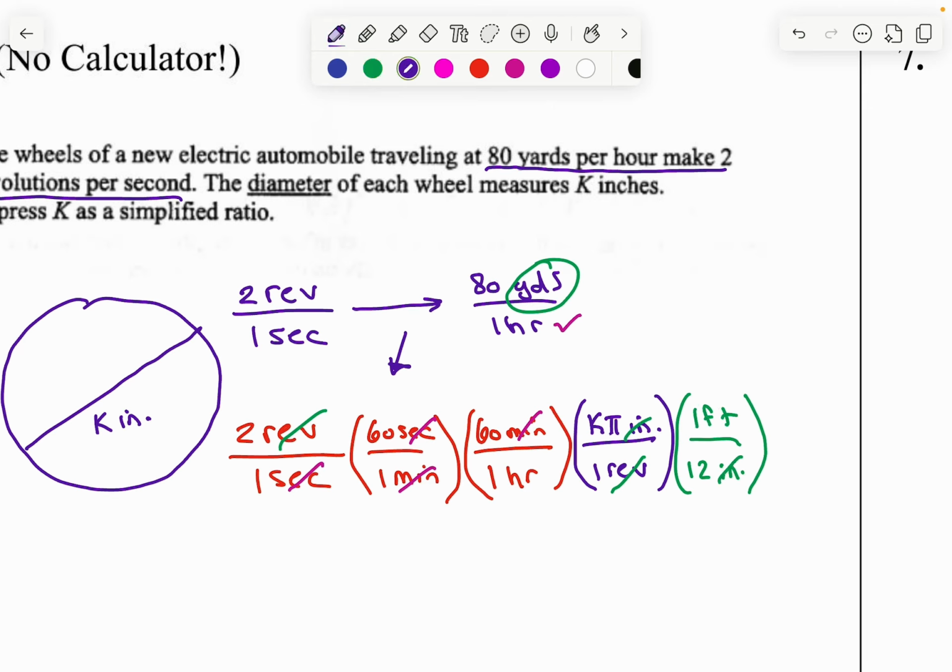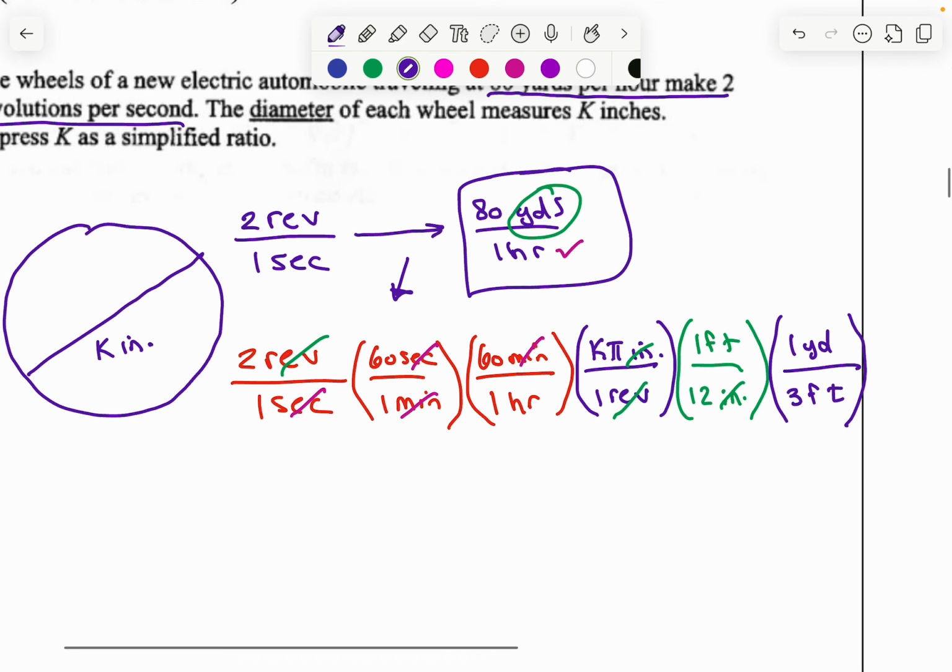So 12 inches is equal to 1 foot, and it turns out that 3 feet equals 1 yard. Now all of this has to equal 80 yards per hour. Okay, so let's collect what we have. We can do a little simplifying, but a lot of times I don't. So like I have 2 times 60 times 60 times k pi.